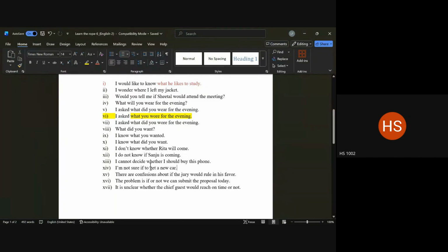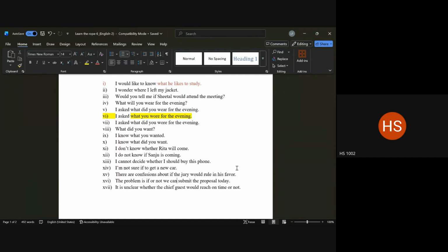Okay. Where are we now? So the 13th one: I cannot decide whether I should buy this phone. What comes after whether? A simple sentence, I should buy this phone. It's a full sentence, right? So obviously it's a grammatical sentence.